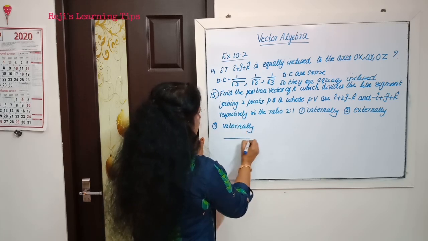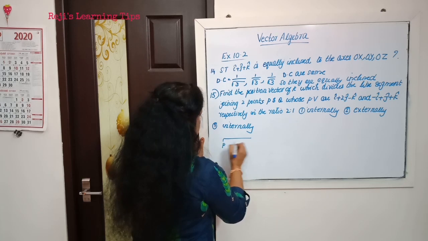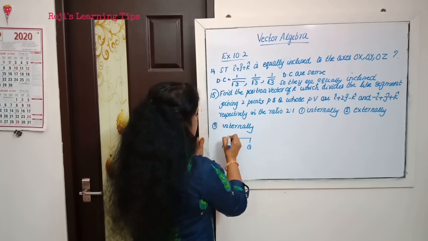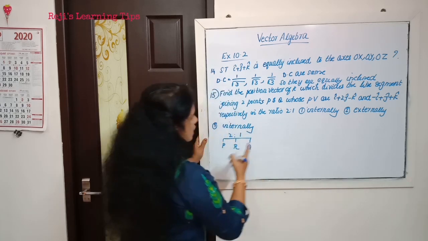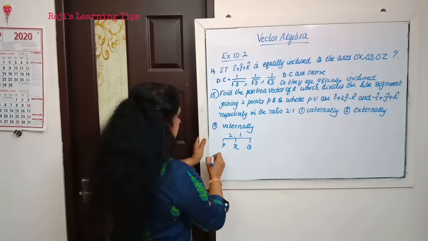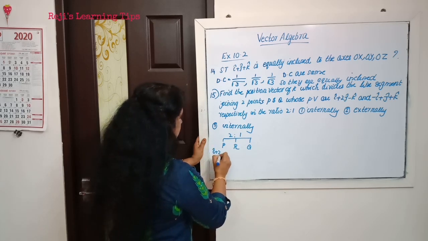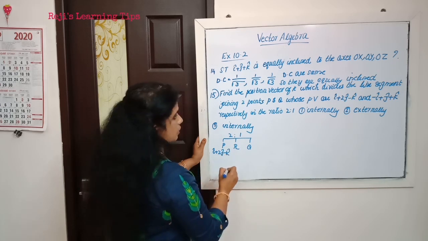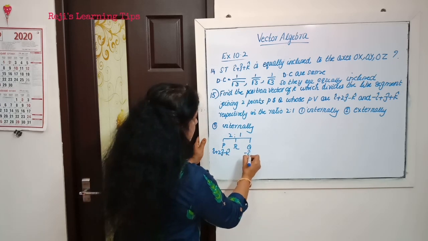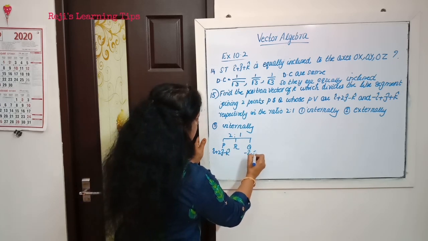Okay, for internal division, we know this is P and this is Q and this is the position of R. It divides in the ratio 2:1. The coefficient of P, the position vector of P, is i plus 2j minus k. Then here Q is minus i plus j plus k.